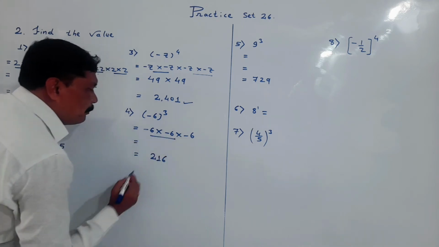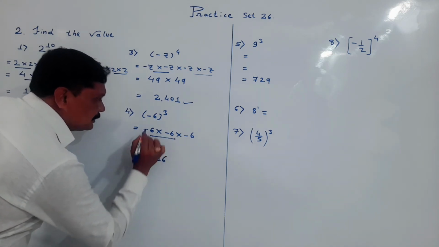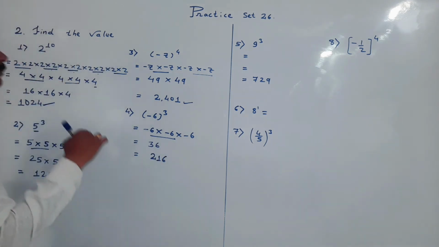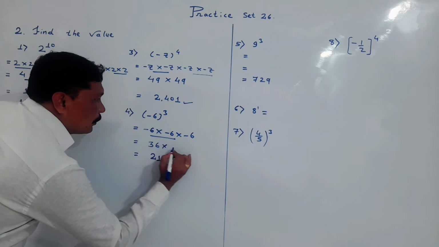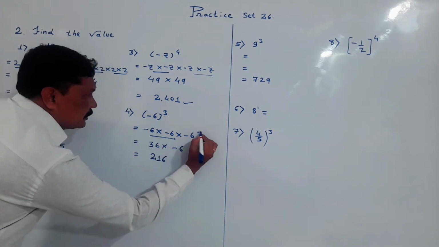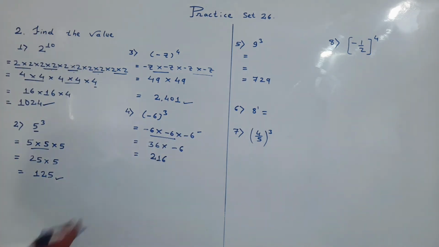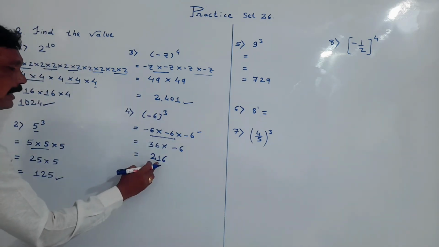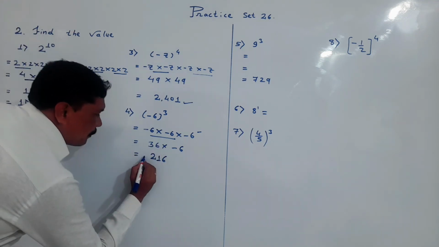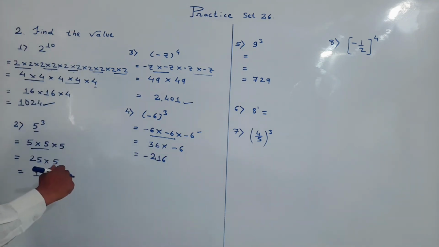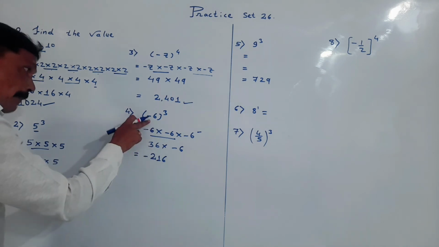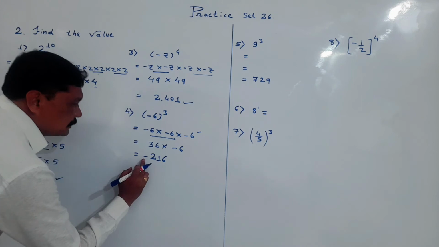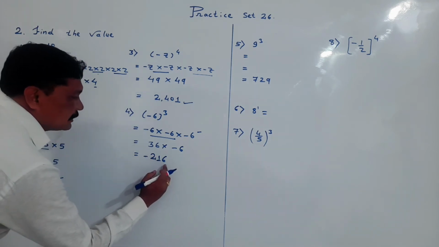1, 2, 3. Now we will multiply. Minus minus will become plus. So minus 6 into minus 6, 6 6s are 36. Minus minus become plus into minus 6. This minus 6 we have taken down. So 36 into 6 we get 216. Plus minus will become minus. So my dear student, the value of minus 6 raised to 3 is minus 216.